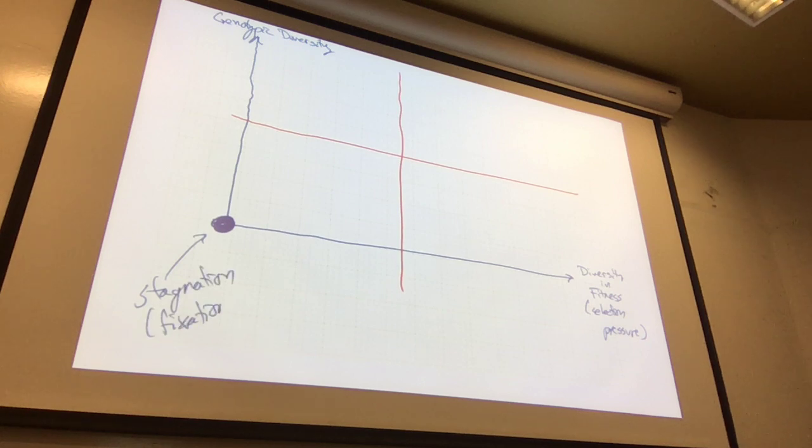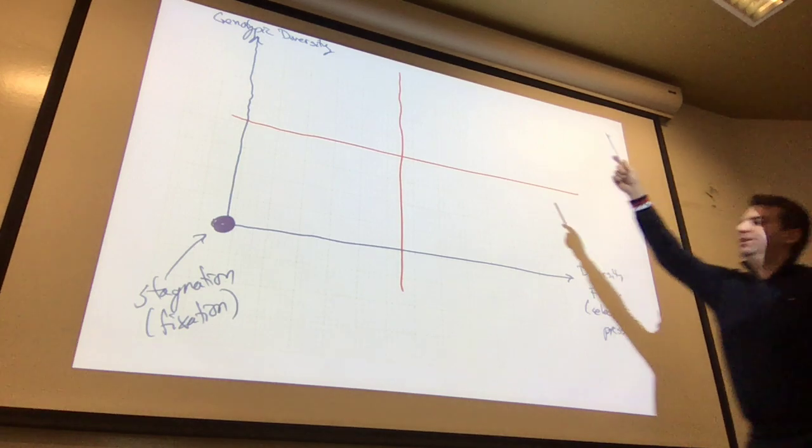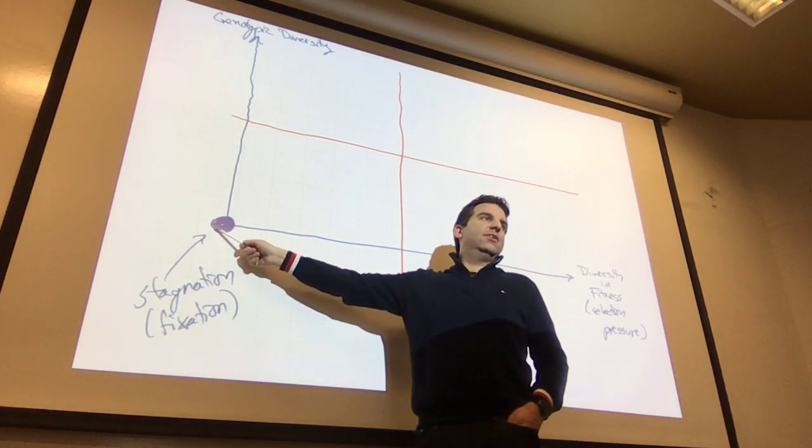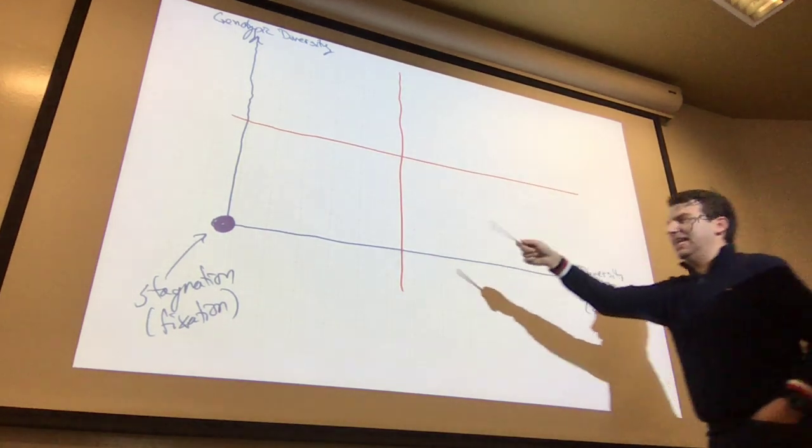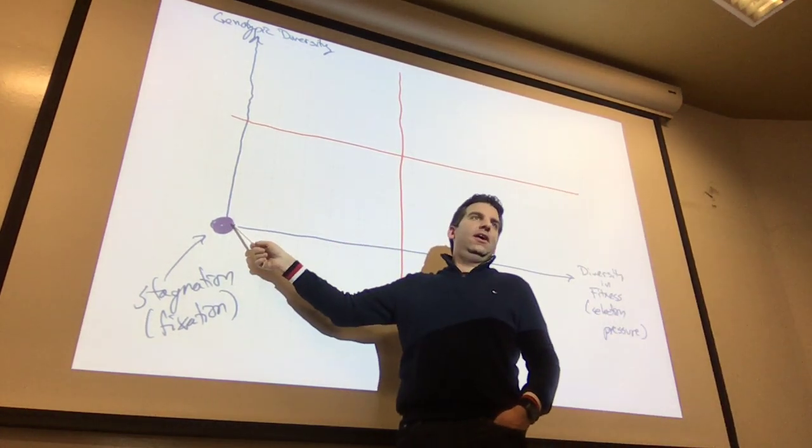And so you can think of this like I have no genotypic diversity, everybody is identical, and because everybody is identical, I have no fitness diversity. Evolution cannot move. There's just nothing that you can do there.